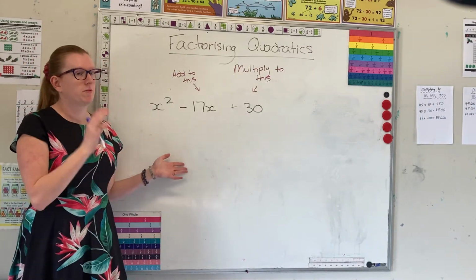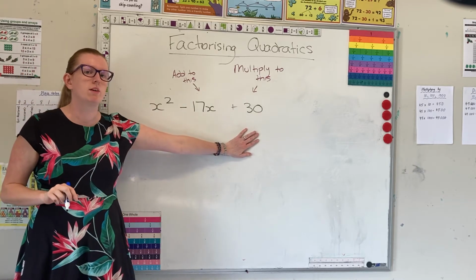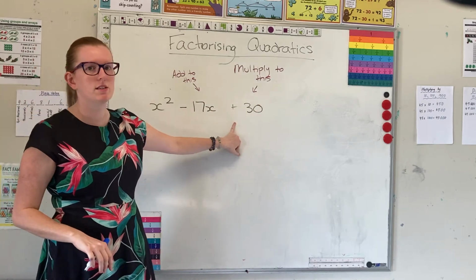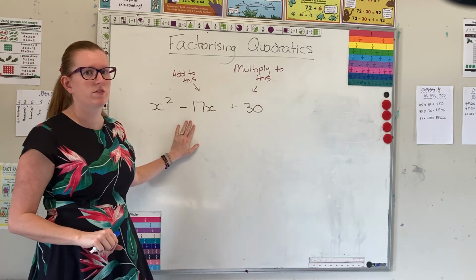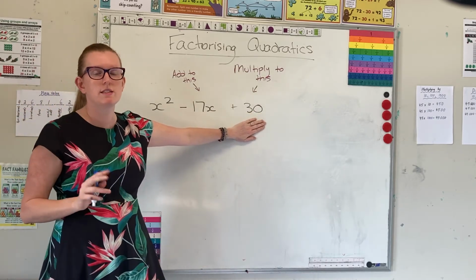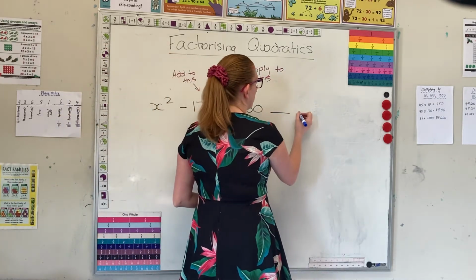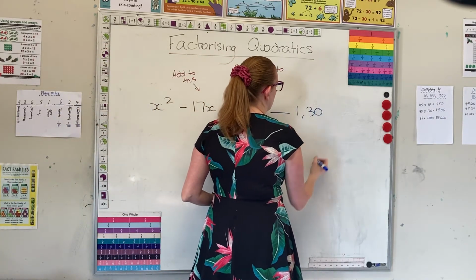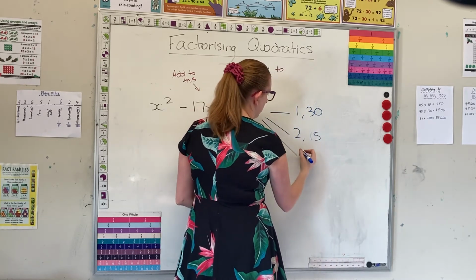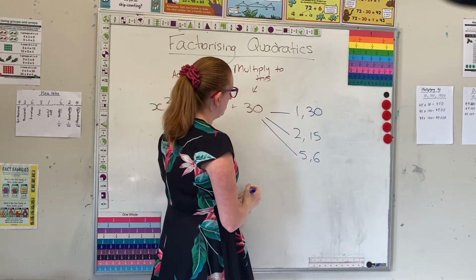Now let's do this question. So it says x squared minus 17x plus 30. Okay, so this one's different to the previous ones we've done because our last number is positive, but our middle number is negative. Okay, so first let's just focus on, we're looking for a set of numbers that multiply together to give us 30. So let's give it a try. We've got 1 and 30. We could have 2 and 15. We could have 5 and 6. What else? 3 and 10.